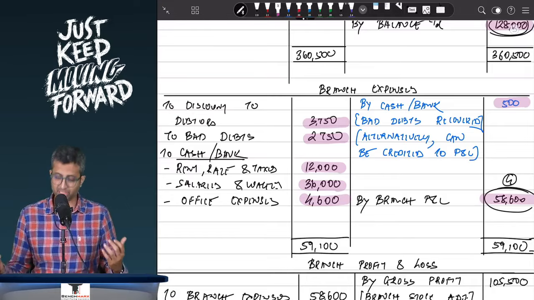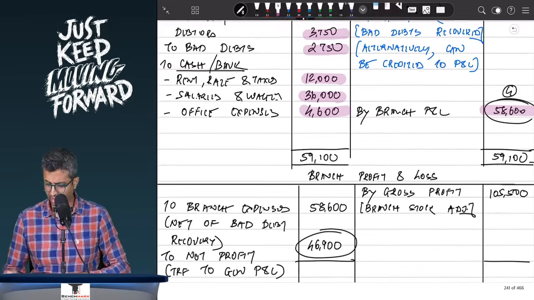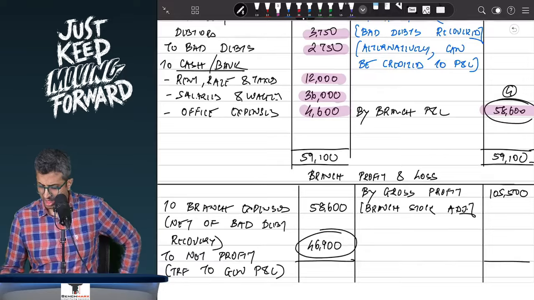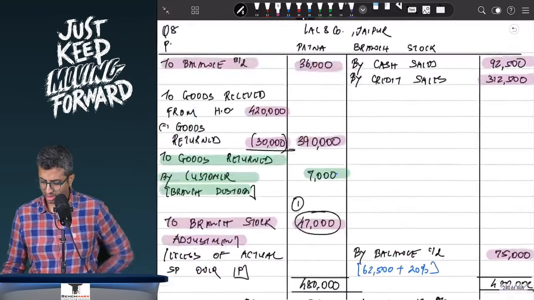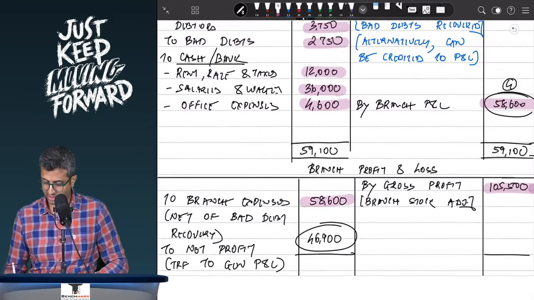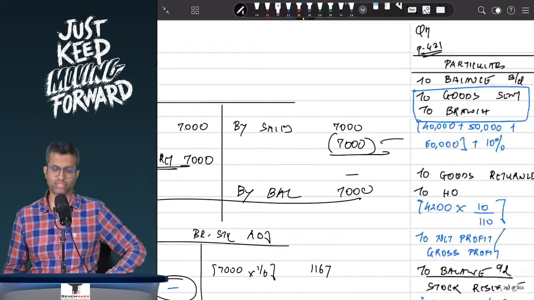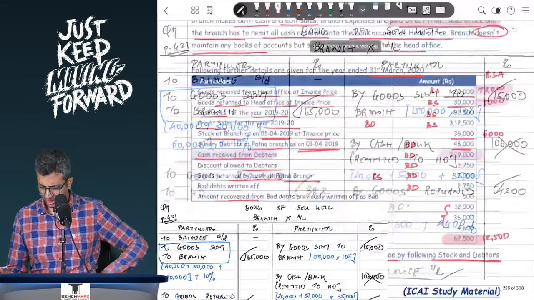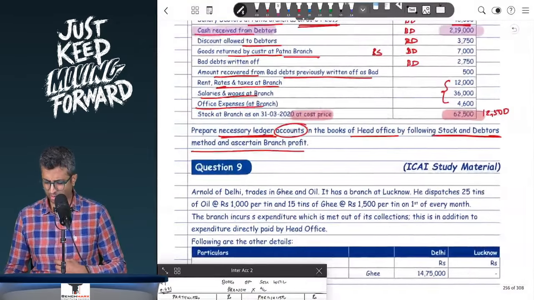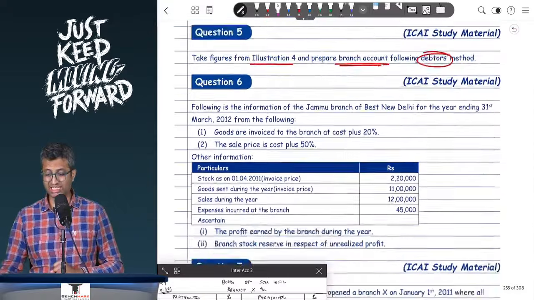You are preparing the necessary accounts. The closing branch P&L: branch expenses will go to the branch P&L. So you would have recorded 1,05,500 gross profit minus 58,600 expense, and hence the net profit comes to 46,900. This is question number 8. Now you can touch upon question 9 and so on, but before that, question 6 and 7.